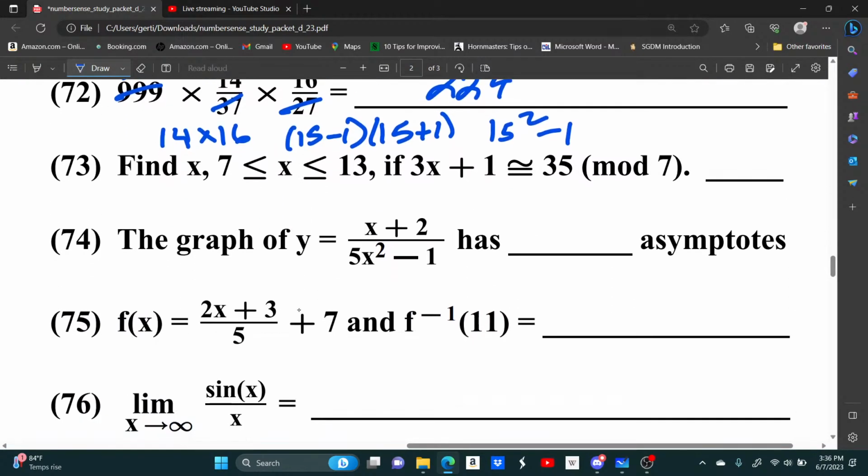All right, 73. Find x if 7 is less than or equal to x is less than or equal to 13, if 3x plus 1 is congruent with 35 in mod 7. Okay, so if it's congruent with 35 in mod 7, that means it's also congruent with 0, because 35 is a multiple of 7.